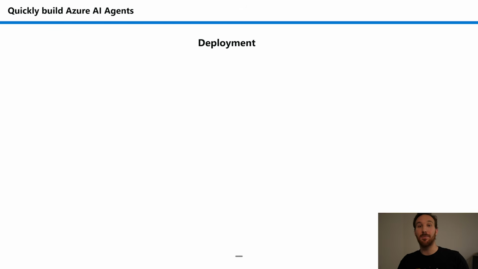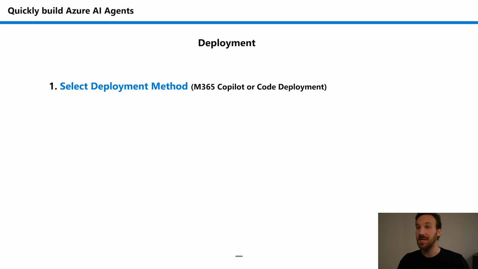Deployment is your last step to quickly building Azure AI agents. You need to make it available. How do you do this? There's two ways you can do this with Microsoft Foundry today. There's the M365 Copilot deployment method and then the code deployment. M365 Copilot requires M365 Copilot licenses, but it's a very quick, just a couple clicks within the Microsoft Foundry portal, very low code, very easy to do, and you can deploy your agent as an M365 Copilot agent and start using it immediately, internally for your organization or just for yourself.